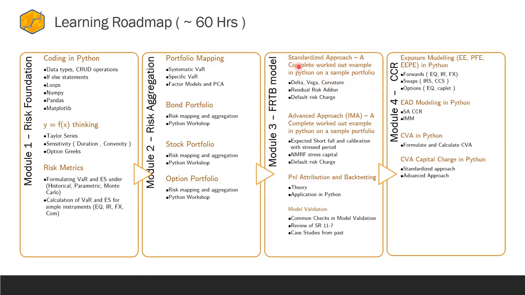So standardized approach, advanced approach. Then there is also something called PNL attribution and backtesting. This is like a reality check. Backtesting means, you calculated value at risk, but how good is that model? Let's say you calculated value at risk at 95%. That means on any given day, the chance of the loss exceeding value at risk should not be more than 5%. If it is more than 5%, then your model is wrong. That's part of backtesting.